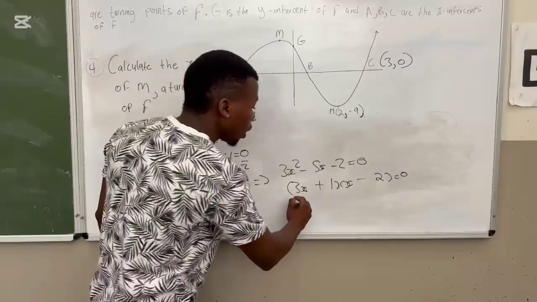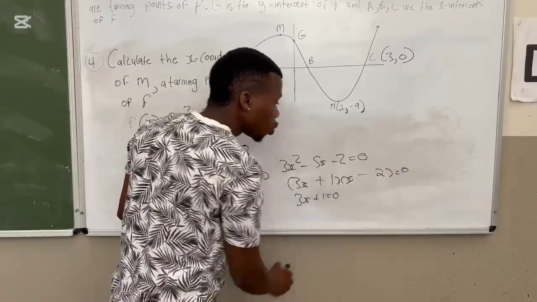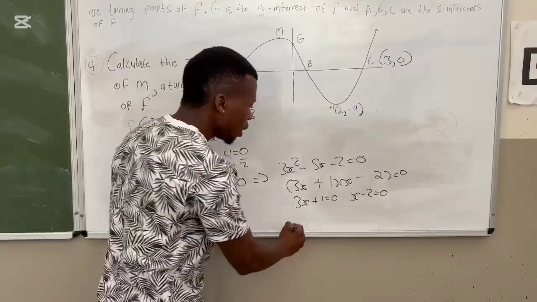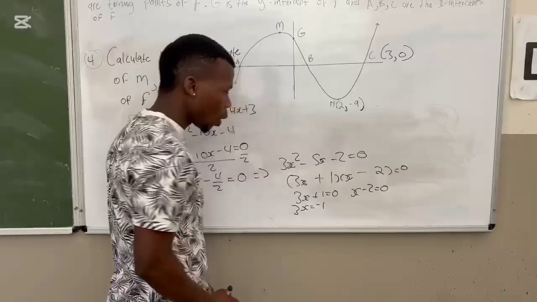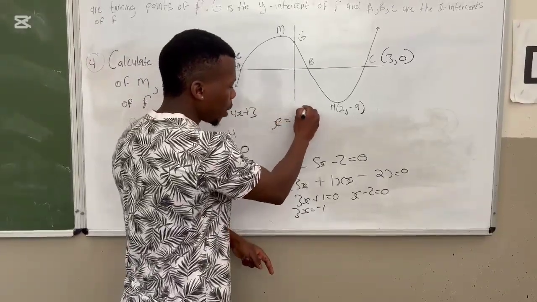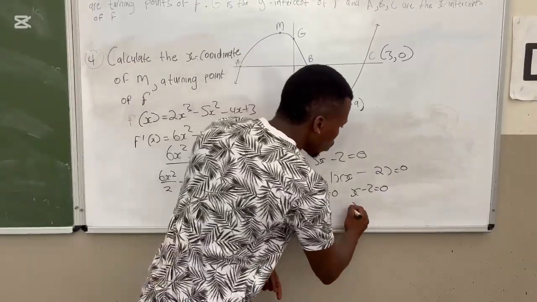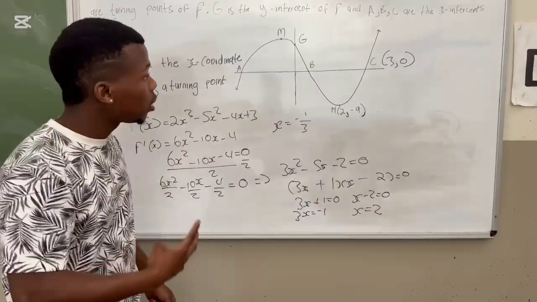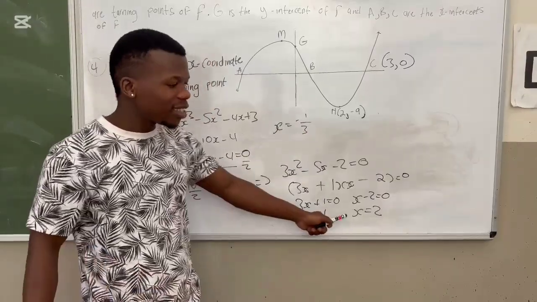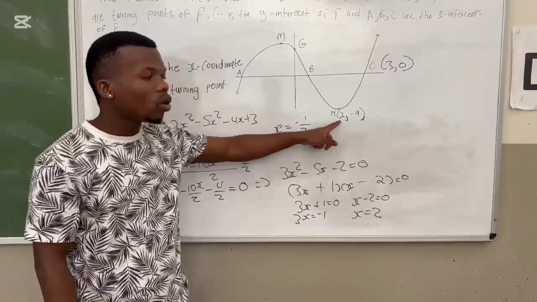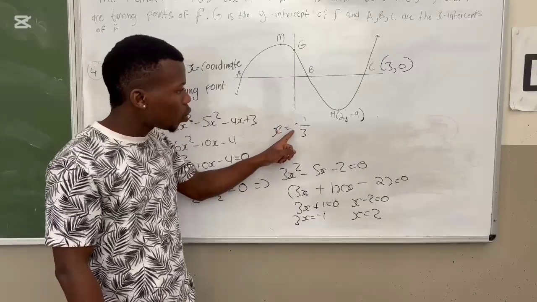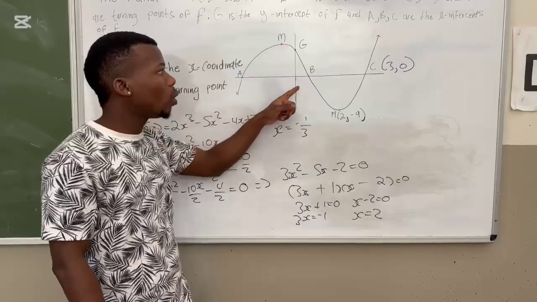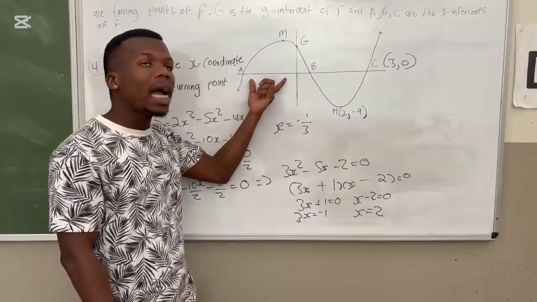In other words, I will have 3x plus 1 equals 0, or x minus 2 equals 0. Here 3x equals minus 1, so x will be minus 1 over 3. Here x equals 2. We have 2 turning points, m and n. This x equals 2 is the x coordinate of n, and x equals minus 1 over 3 is the x coordinate of m, because m is on the side where the x values are negative.